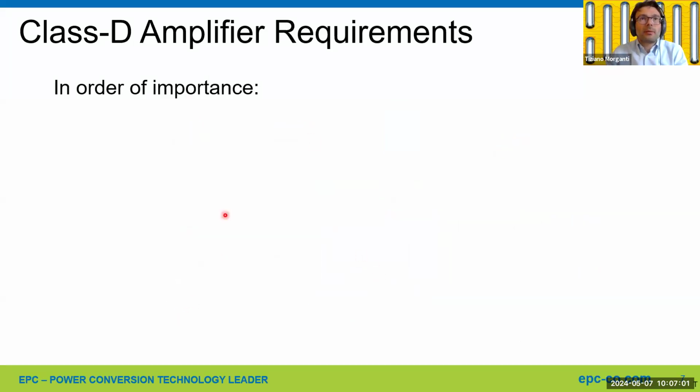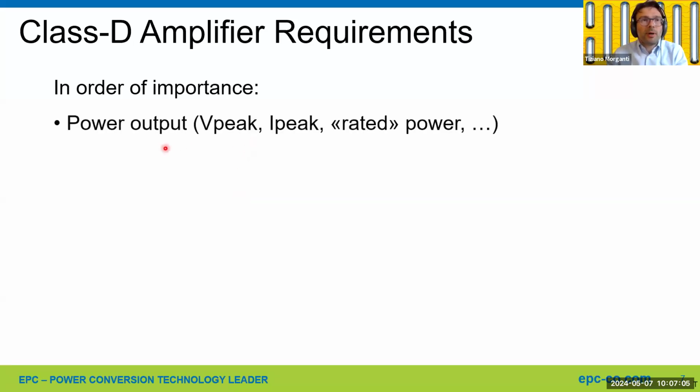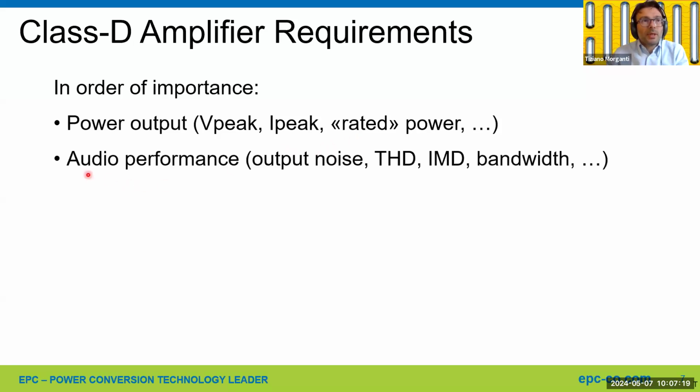So what are the main requirements for a Class-D amplifier? In order of importance, we have the power output. This is the main target data, so basically we have peak voltage, peak current, rated power. In terms of audio performance, they need to achieve low output noise, low total harmonic distortion, intermodulation distortion, and wide bandwidth to cover the 20 Hz to 20 kHz audio bandwidth.